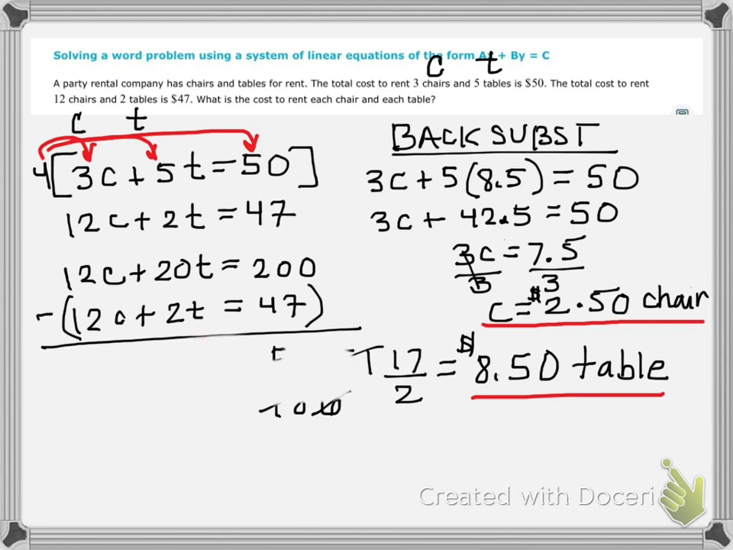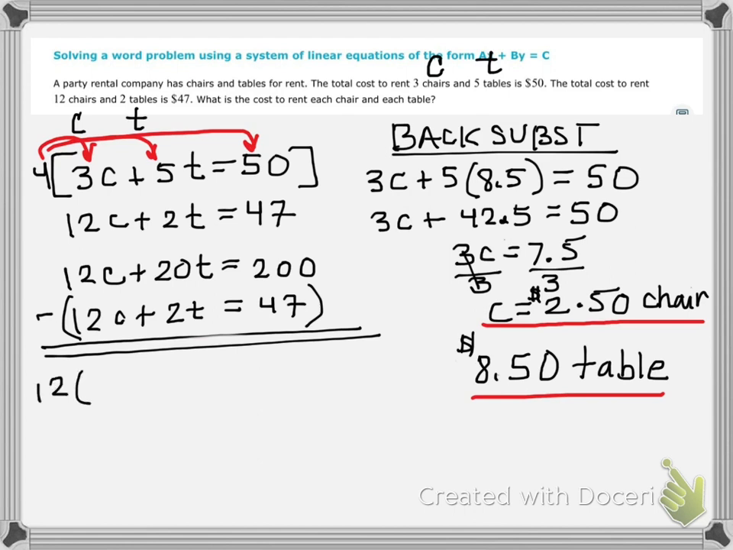So I'm going to go over here down in the bottom left, and I'm just going to plug these in. I'm going to plug them into the second equation and check there, since I was working with the first equation in the back substitution. So I'm going to do 12 times 2.5 plus 2 times 8.5, and expect that that's going to equal 47. So 12 times 2.5 is 30, plus 2 times 8.5 is 17, which is 47. And that one does check.